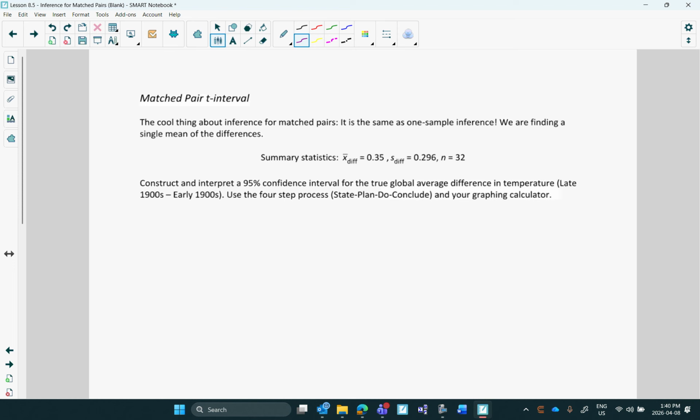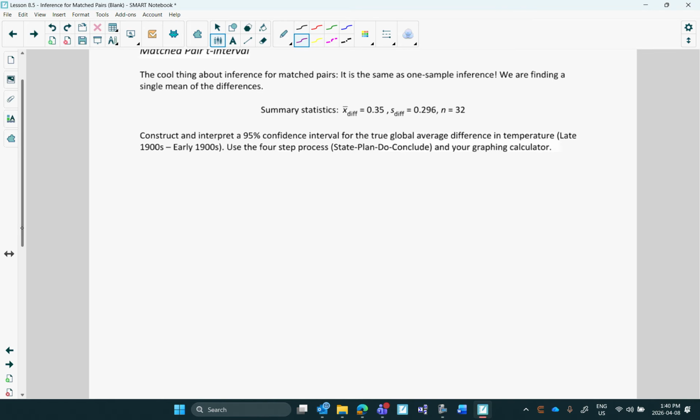So let's say that in addition, here's the data, the average difference across the 32 stations was 0.35, and also the standard deviation, something we need to know, was 0.296. And we want to construct a 95% confidence interval for the true global average difference in temperature. In other words, the first half of 1900 minus the second half of 1900s. And we want to use that 4-step process. So here's how we would do it with a matched pairs.